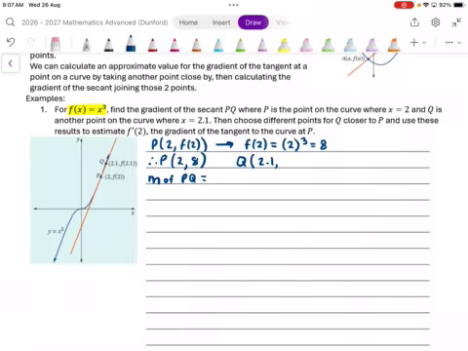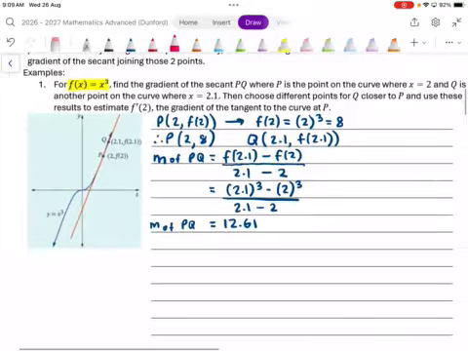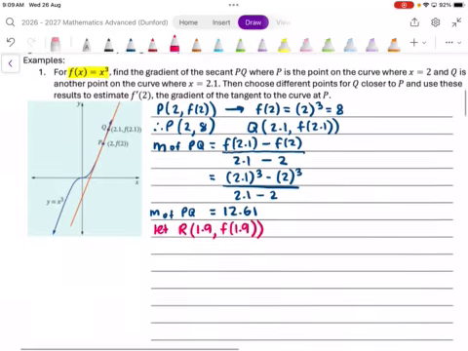What we now want to do is pick other points that are close to it. So we might pick the other side of point 2. So we have 2 and 2.1. So now we might do 2 and 1.9. Let's pick another letter. Let R be the point 1.9, f of 1.9.